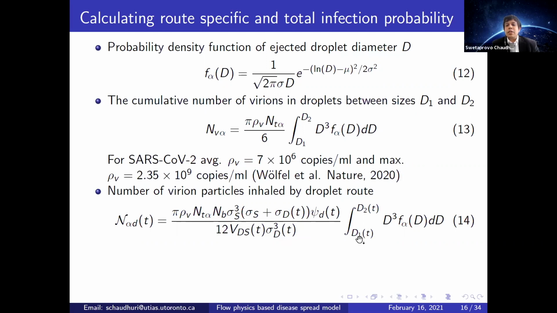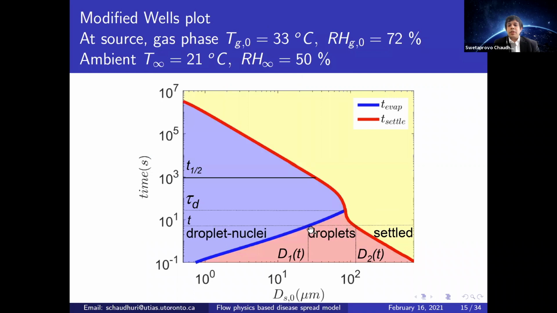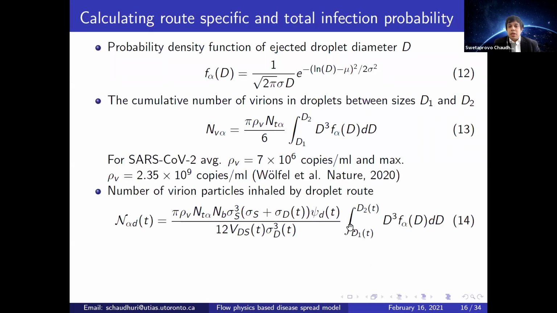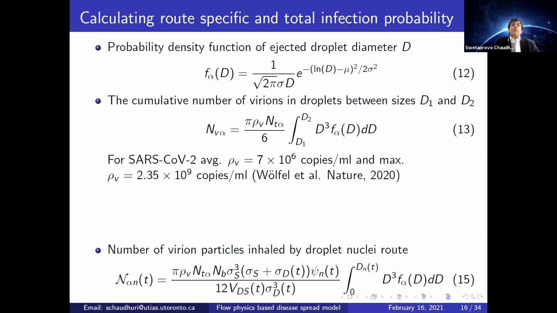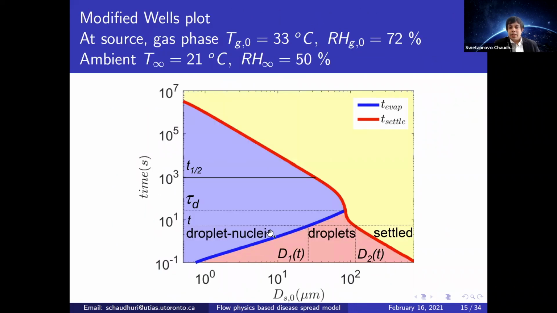We have to basically find the droplets, and these droplets, at this particular time, can be between D1 and D2, whereas D1 and D2 are basically these two limits. Because at any particular time, only between D1 and D2 will you find droplets. Likewise, we also calculate the number of virion particles that are inhaled by the droplet nuclei route, and the nuclei route can be anywhere between 0 to this Dn, whereas this Dn is basically given by this limit if the time we are considering is less than the droplet maximum evaporation time, or by this limit if the time we are considering is greater than the settling time.